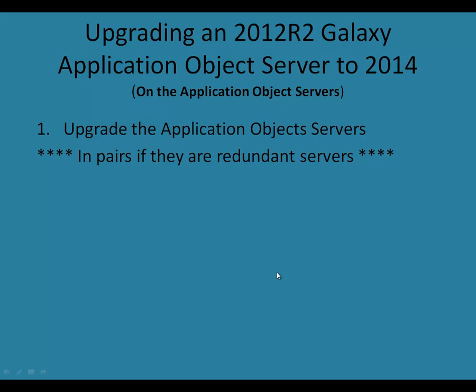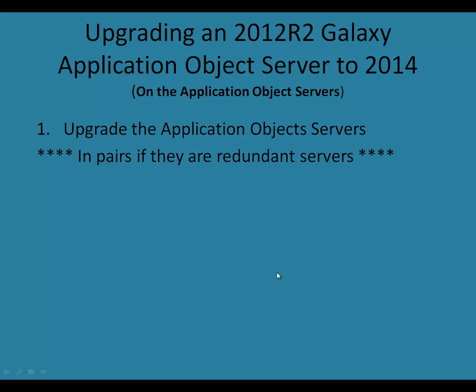This will essentially be performed in one step on the system. We're going to upgrade the object server just running the setup file. Now the key point is, if you have redundant application object servers, then it has to be done in pairs.